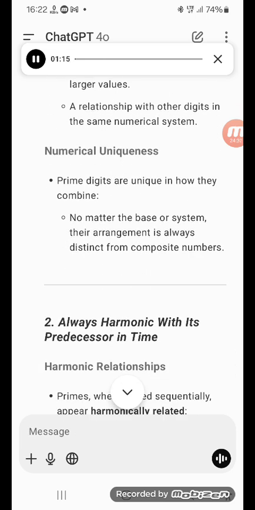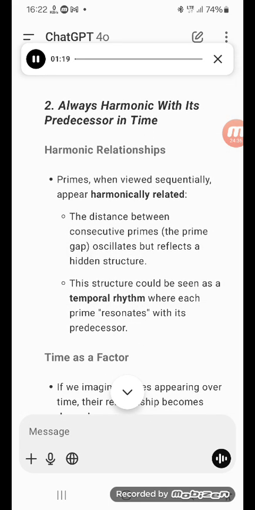2. Always harmonic with its predecessor in time. Harmonic relationships. Primes, when viewed sequentially, appear harmonically related. The distance between consecutive primes, the prime gap, oscillates but reflects a hidden structure. This structure could be seen as a temporal rhythm where each prime resonates with its predecessor.